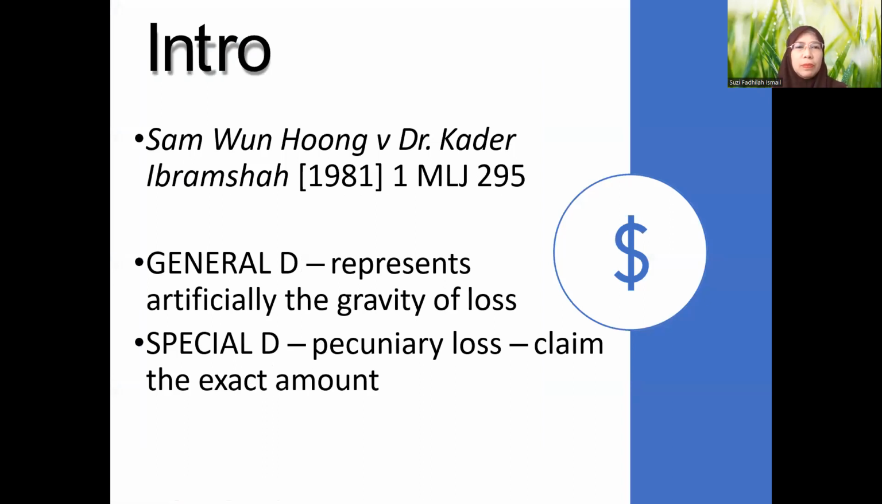In the last lecture, we touched a bit on the case of Someone Home and Dr. Kadir Ibrahim Shah, judgment by the Federal Court. The gist of the case is that the court distinguished between general and special damages. General damages denotes, artificially, the gravity of loss. So the more serious the injury is, the higher the amount of compensation. It will commensurate as far as possible with the gravity of the injury or losses.